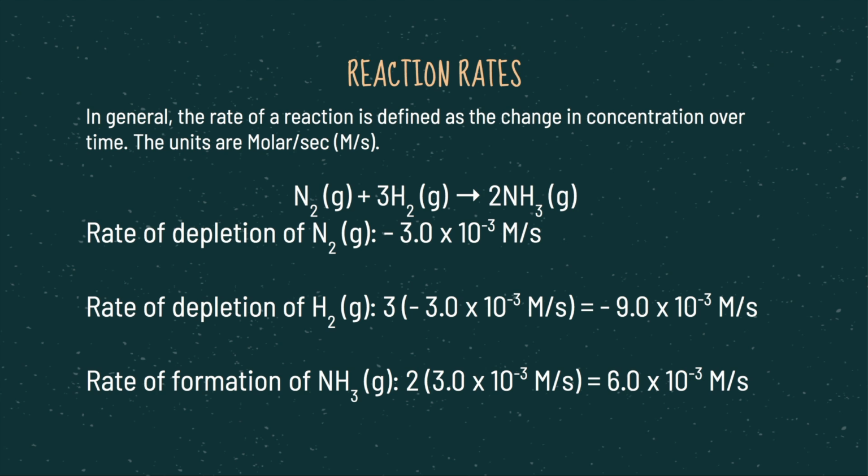For every 1 mole of nitrogen gas used, there are 2 moles of ammonia produced. Therefore, we multiply the rate of depletion of nitrogen gas by 2 and get the rate of formation of ammonia. This is positive because ammonia is being produced by the reaction.